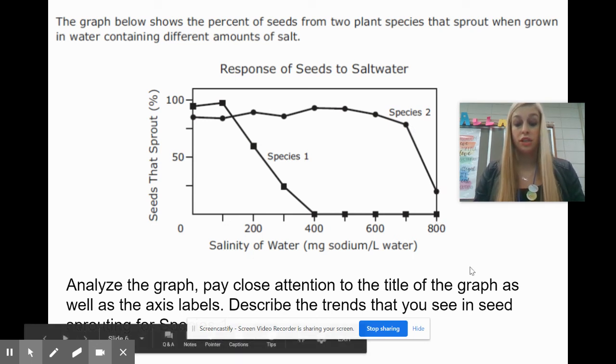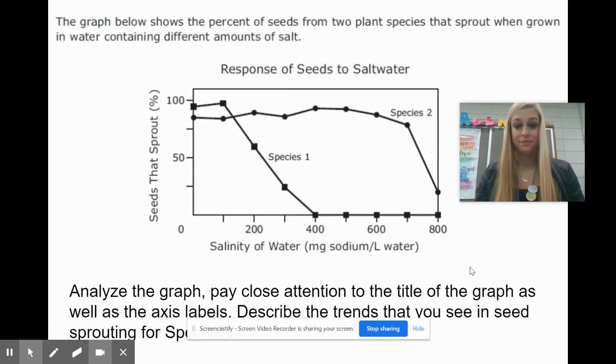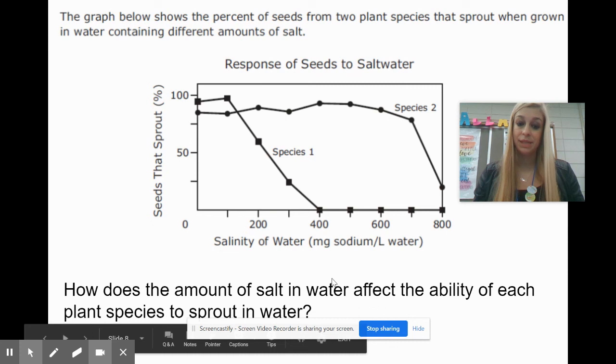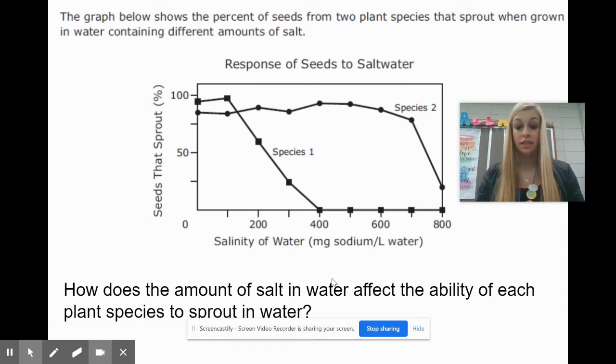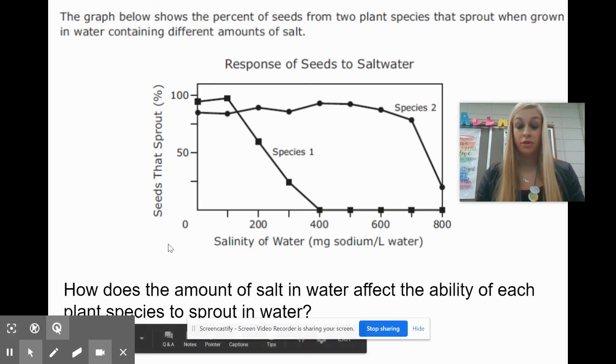So in your own words, describe the trends that you see, which is what I really just explained. Describe the trends you see for species 1 and then for species 2. And then how does the amount of salt in the water affect each plant species' ability to sprout? So the last thing you're going to do is describe how salt affects each plant species' ability to sprout. So make sure that you're taking notes in the notes section so that you can use it on your exit ticket.